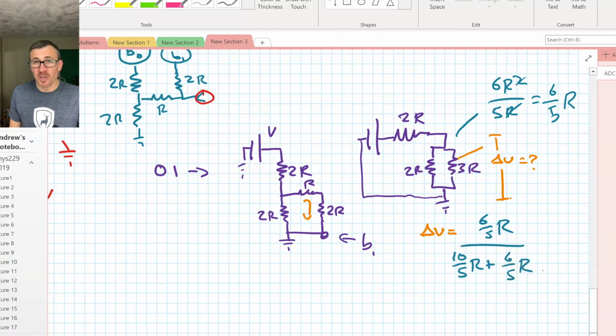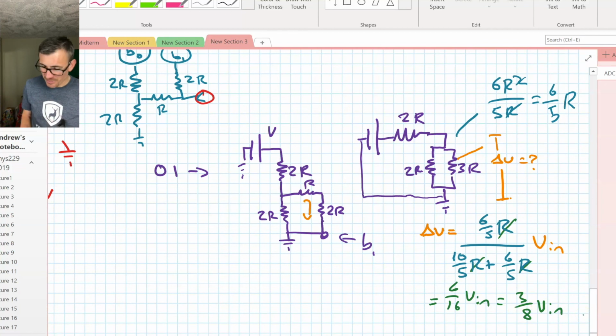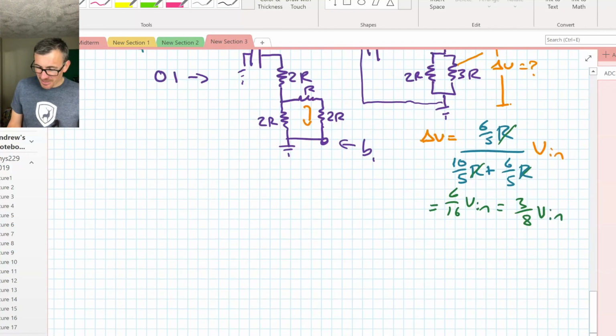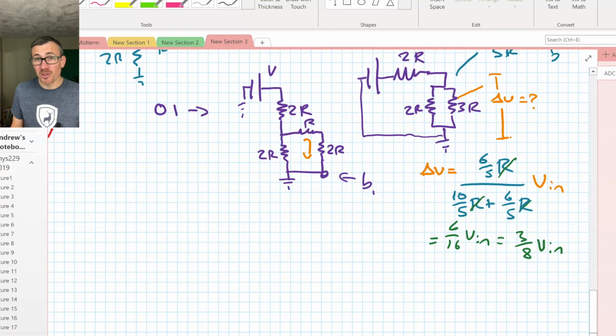Why? Because I'm incredibly lazy and I don't like fractions. So it's 16/5 R. The R's are all going to cancel out. And oops, we can't forget our V in here. So we're going to get 6 over 16, or 3/8. Man, this is a lot of work. This is why we just do the Thevenin way and solve it generally first. But we got a voltage drop across this 3R network of 3/8.